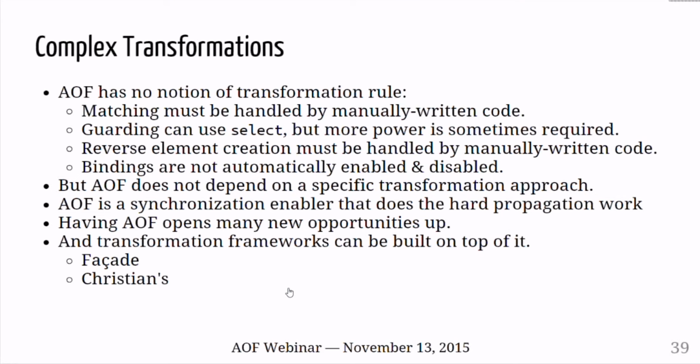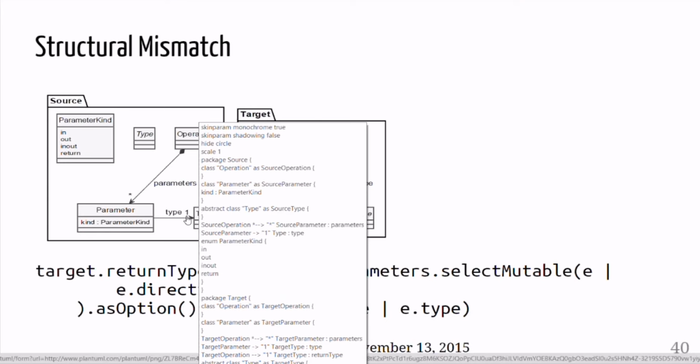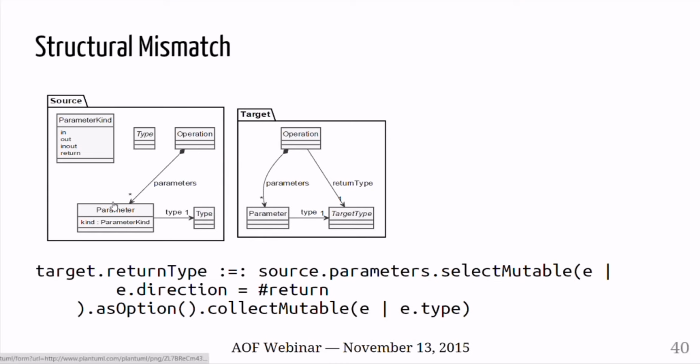So another thing that AOF struggles with, like many synchronization approaches, is structural mismatch. So in this example, which is actually an excerpt from the UML scenario, you can see that an operation in the source on the left has parameters, several parameters, and each of these parameters has a kind and a type. And the kind is either in, out, or return. So actually, this is an excerpt from the UML metamodel.